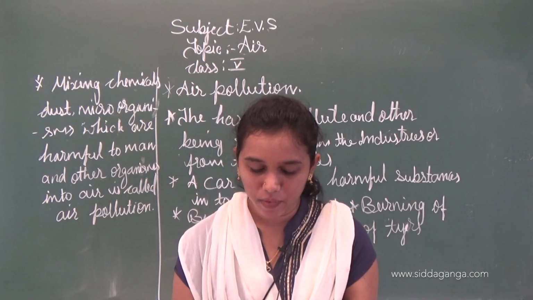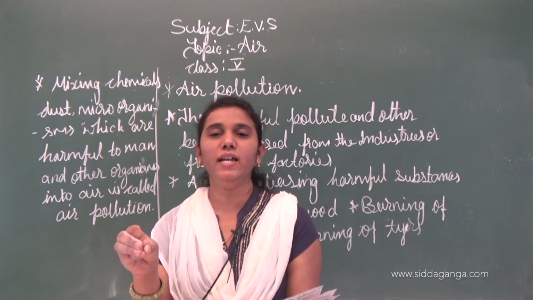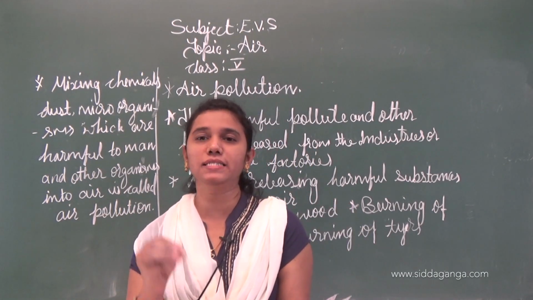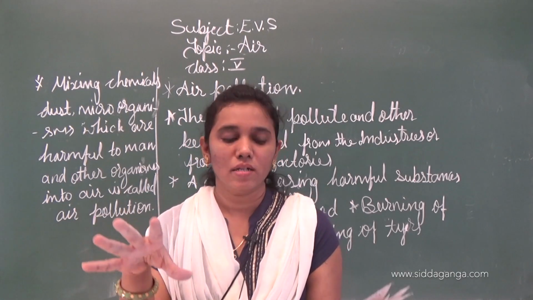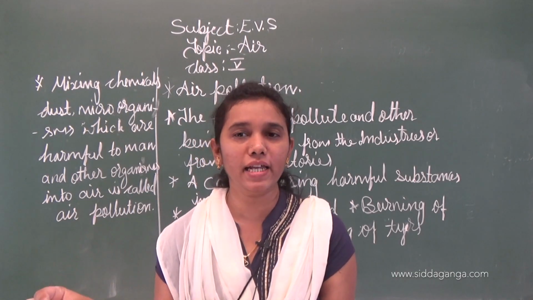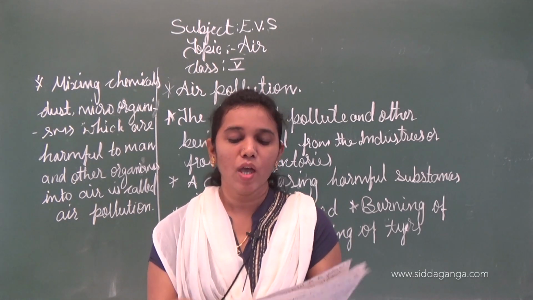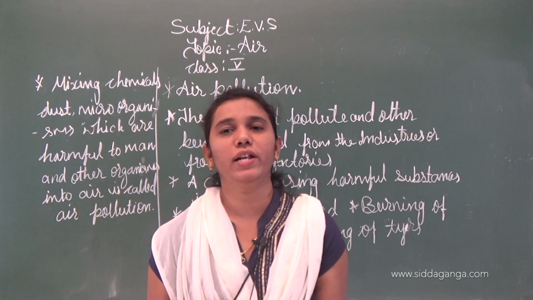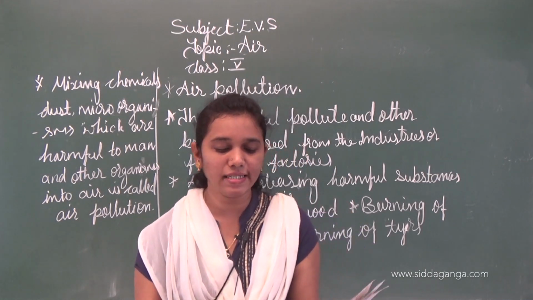Now look at the second diagram. Here we can see that instead of using vehicles, they are cycling. So we have learned that cycling is a form of clean and green energy. So this is the right thing to do for preventing air pollution. That's why it is right.